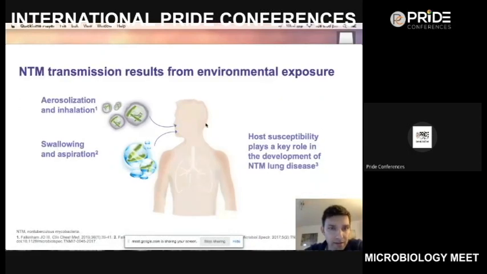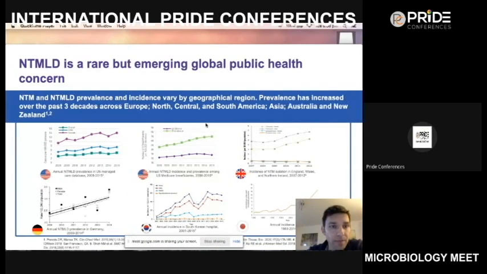NTM is present everywhere in the environment, and through swallowing or aspiration, you come in contact with NTM. Transmission results from environmental exposure as opposed to human to human. However, only few individuals actually develop clinically relevant disease. NTM is a rare disease, however, it is emerging globally because of increased prevalence observed throughout various regions.